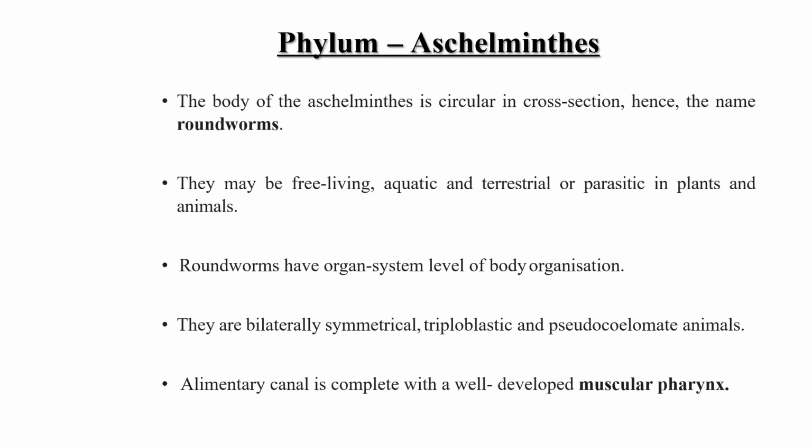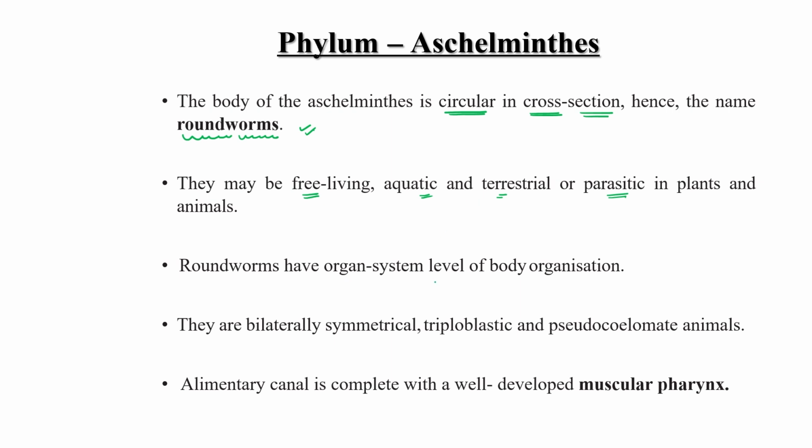Next phylum is Aschelminthes. The Aschelminthes body is circular in nature. If you cut a cross section of any one member of this particular group, they have a circular body. That's why we can use the term roundworm for the same. In Platyhelminthes, we used the term flatworm, right? Here we can use the term roundworm. They may be free living, aquatic, terrestrial, or parasitic in plants and animals.